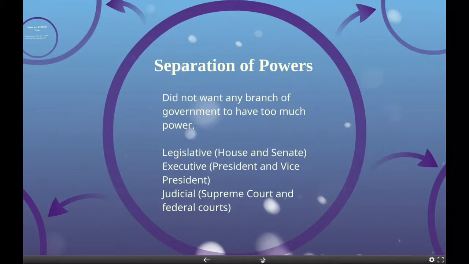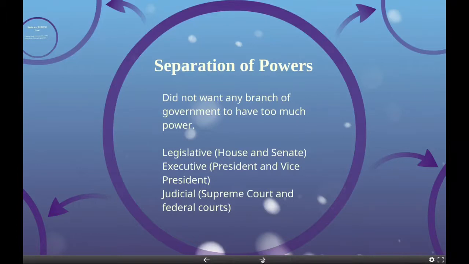The separation of powers devised by the framers of the Constitution was designed to do one primary thing: to prevent the majority from ruling with an iron fist. Based on their experience, the framers shied away from giving any branch of the new government too much power. The separation of powers provides a system of shared power known as checks and balances.